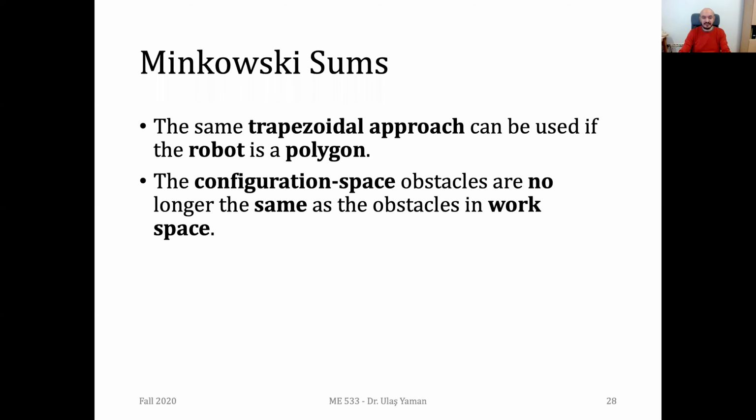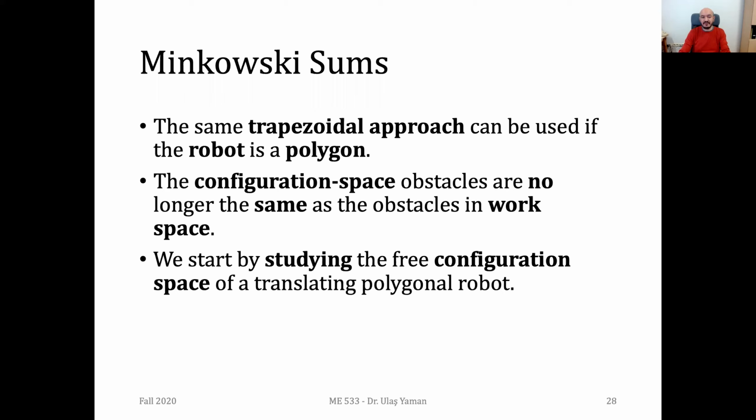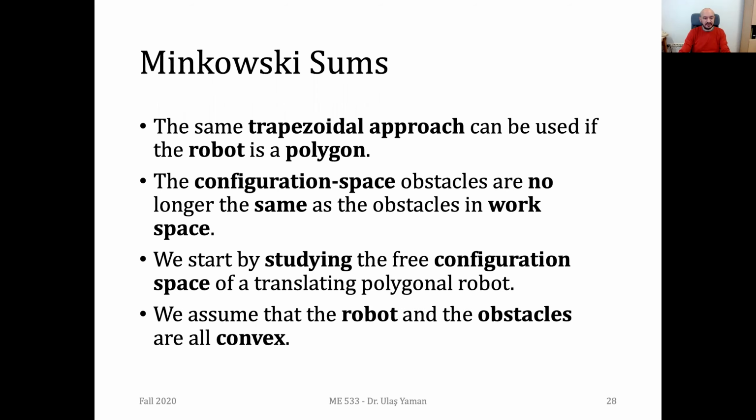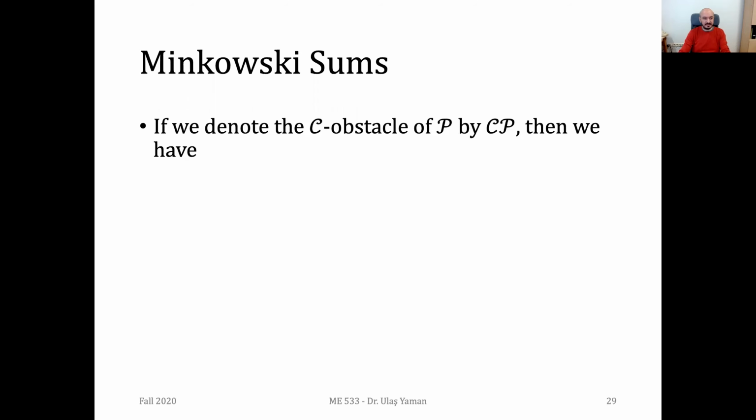They will not be exactly the same since the robot will be polygonal, not a point type robot. So we need to find a way to determine this free space properly. And we'll be assuming that all the obstacles in the environment and the robot are all convex polygons.